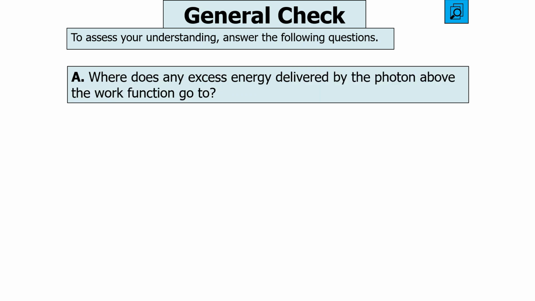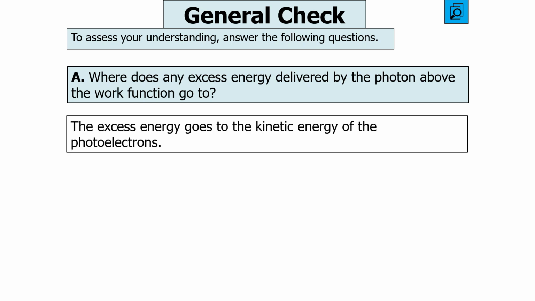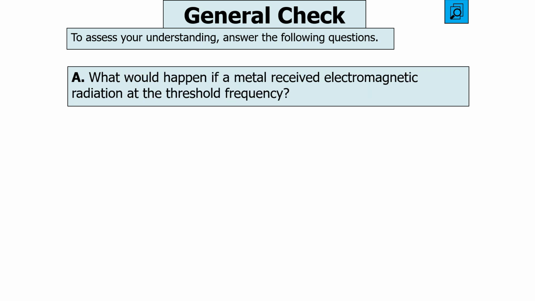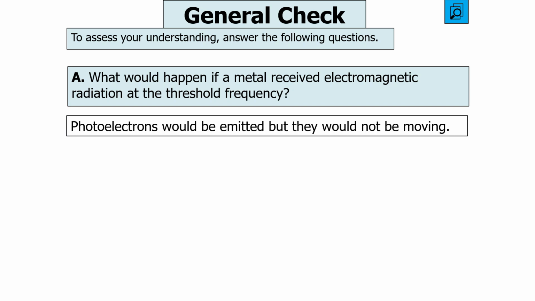Where does any excess energy delivered by the photon above the work function go to? The excess energy goes to the kinetic energy of the emitted photoelectrons. What would happen if a metal received electromagnetic radiation at the threshold frequency? The photoelectrons would be emitted, but they would not be moving.